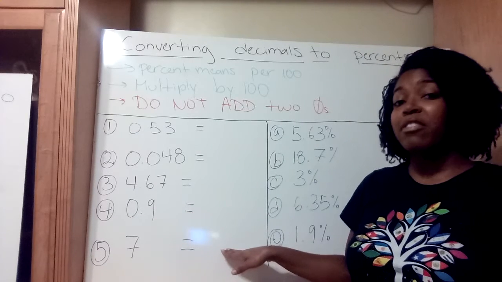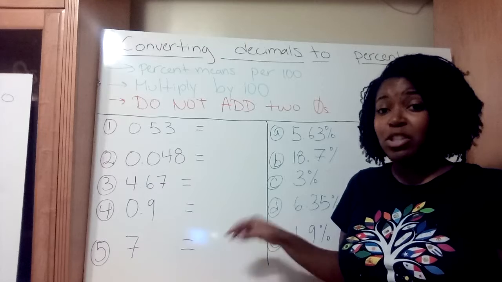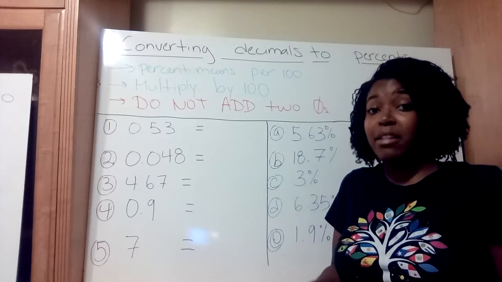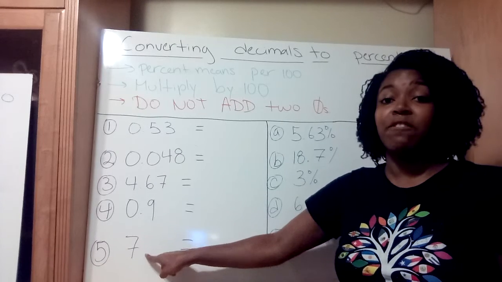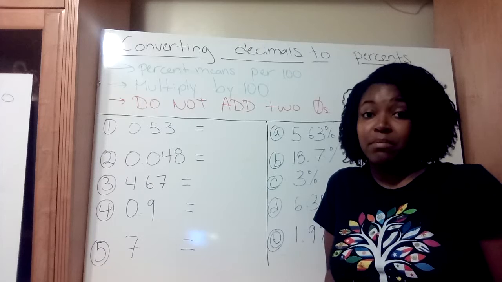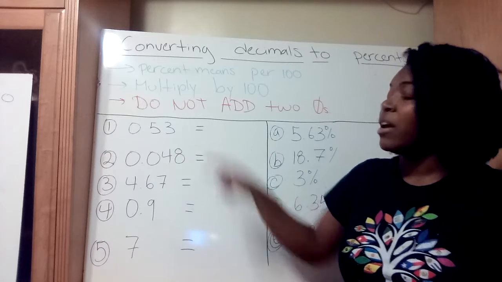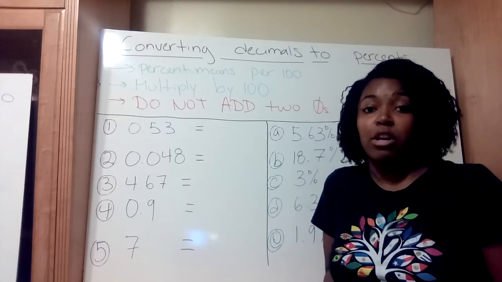Now you're going to find that the only number that you can add 2 zeros onto and get the accurate answer is the 5th example down here with 7. All right? For these other decimals, it's not going to work if you just add 2 zeros on.